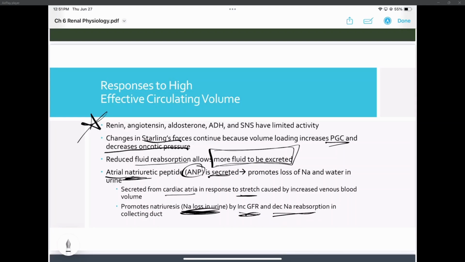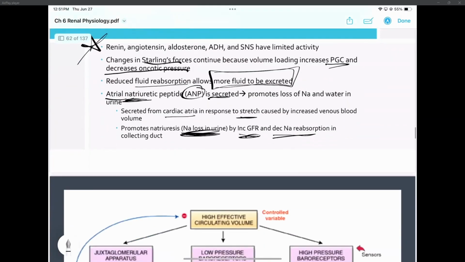So if we decrease the sodium reabsorption, where's that sodium going to stay now? In the urine. If sodium is staying in the urine, where's the water going to stay as well? In the urine. So therefore, we're able to get rid of that fluid, pee off some water, and try and bring our blood volume down to a manageable level. That's the goal of atrial natriuretic peptide. And that's what it does.